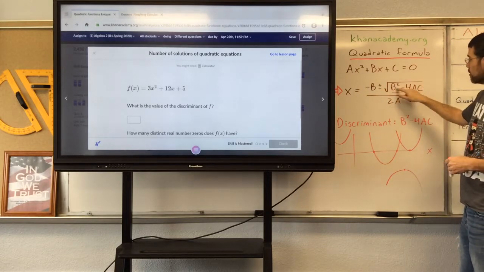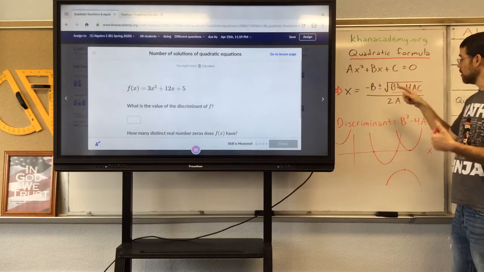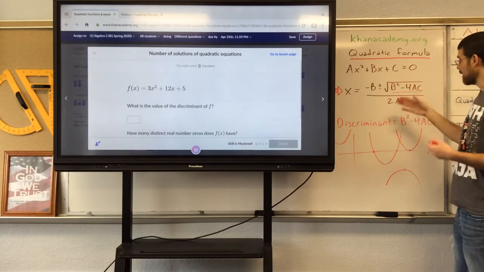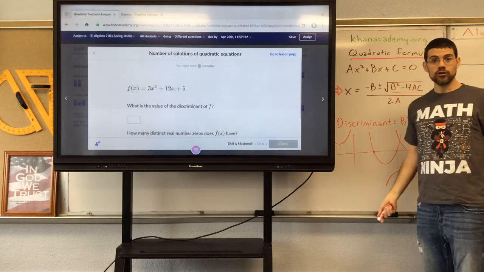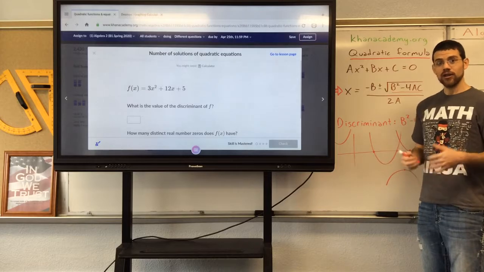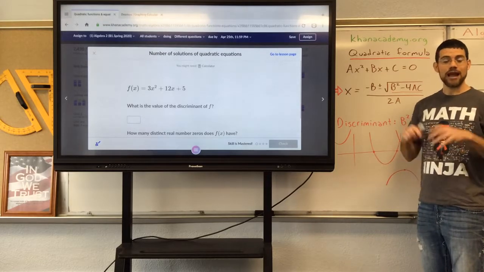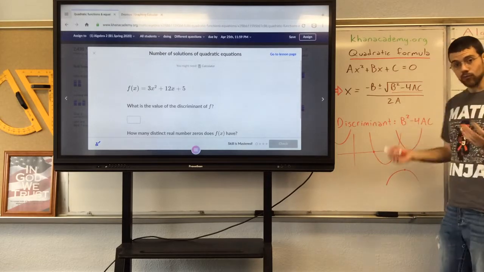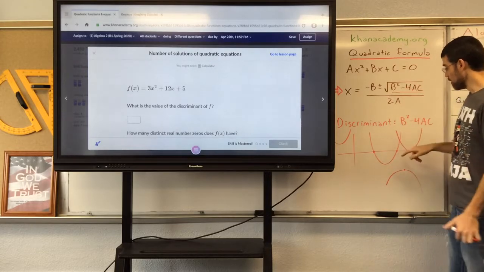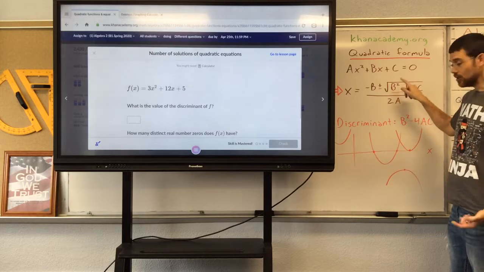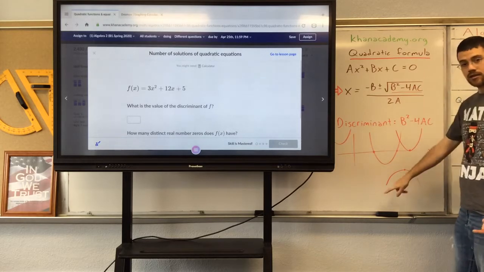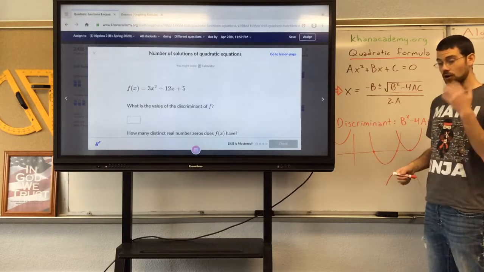But what if b squared is smaller than 4ac? If I subtract something like 4 minus 9, I get negative 5. There's no real number that is the square root of negative 5. The square root of a negative number is an imaginary number, but that will come into play someday, but for right now, that would mean we'd have no zeros. That would be the case like this, or like this, where we don't cross the x-axis at all.